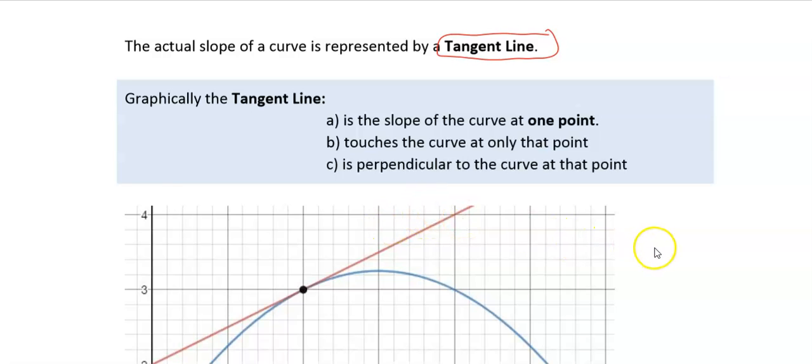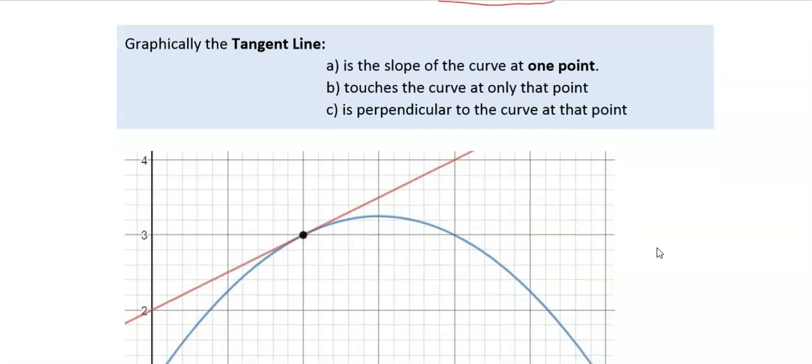Now, a tangent line does not intersect a curve in two places. A tangent line only intersects a curve in one place. You see that? Here's your definition. Graphically, the tangent line is the slope of the curve at one point only, and there's the point right there. It touches the curve at that point, only at that point, and it's perpendicular to the curve at that point.